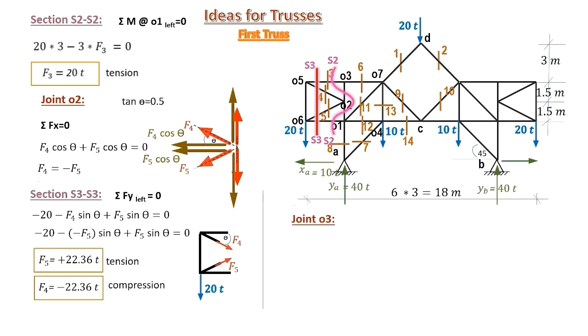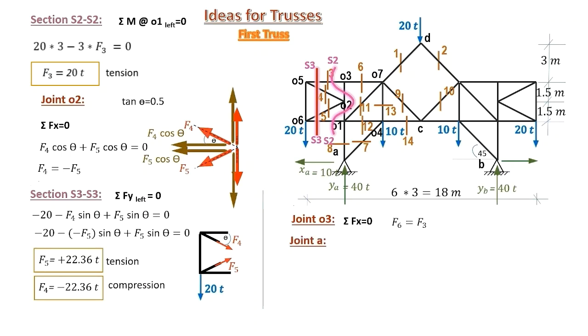Considering joint O3 to get member 6 from the equilibrium in the horizontal direction, or in the X direction. This directly gives that F6 must be equal to F3.